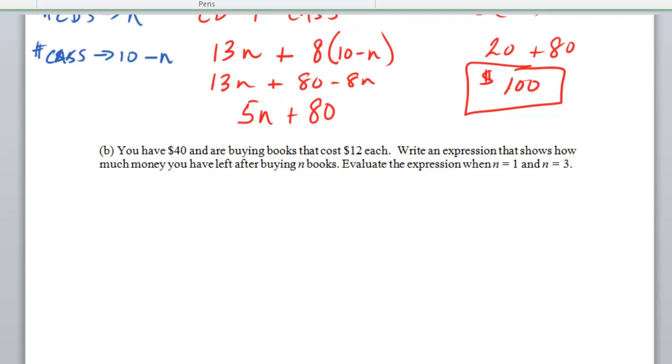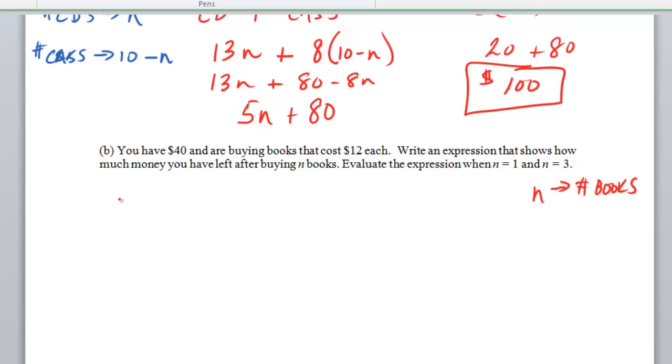type problem where we're dealing with buying books. So we have $40 and we're buying books at $12 each. So this is actually a little bit more straightforward because we don't have 2 separate items or 2 separate variables that we would have to be dealing with. We only have to come up with one particular variable, and that's the number of books that we're going to buy. So it says write an expression that shows how much money you have left after buying n number of books.